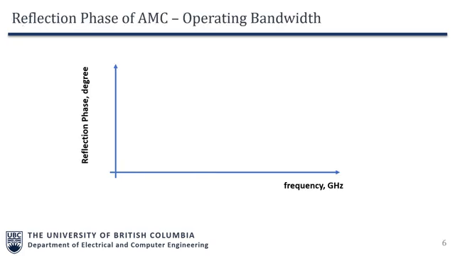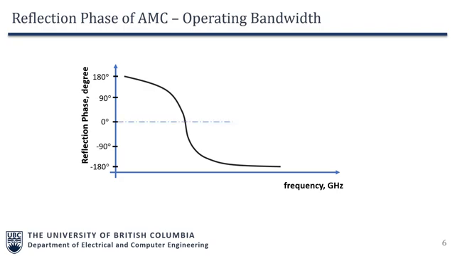Now let's move on to the property of reflection phase of AMC and how to determine the bandwidth of AMC. We can determine the bandwidth from the reflection phase plot. Along the x-axis we have frequency, and along the y-axis we have the phase of the reflected wave, which we call the reflection phase. It's basically an S-curve, an elongated S. And if you notice, the 0° intersects the curve at point A, and at that particular frequency the AMC achieves resonance, and we call F0 the resonance frequency of the AMC.